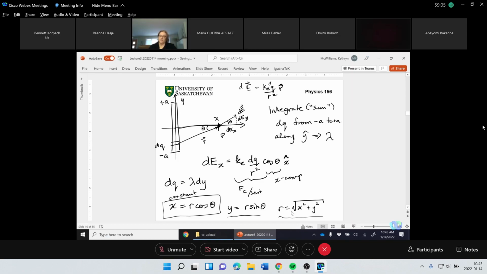Okay. So now we have something we can substitute in for dq, and we have something we can substitute in for r squared. So we can get everything into xy components. Here's, I'm going to go to the next page.